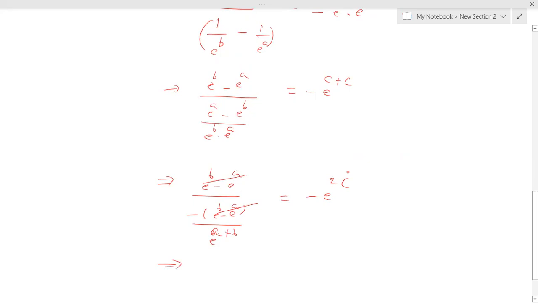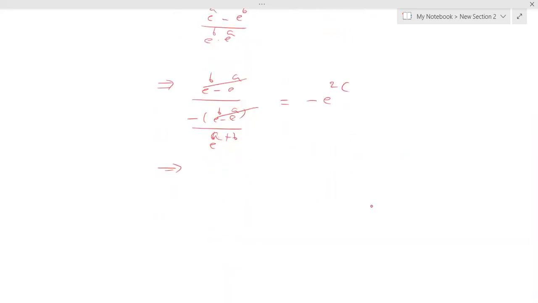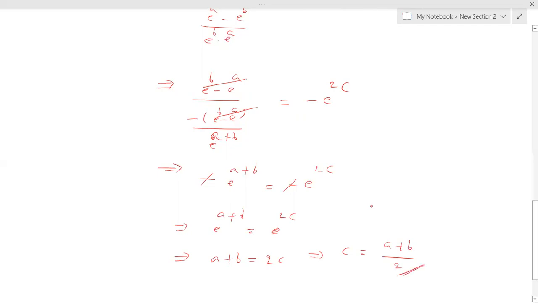That implies minus of e power a plus b equals minus of e power 2c. Minus minus get cancelled. Finally, we get e power a plus b equal to e power 2c. Bases are equal, therefore their exponents should be equal. a plus b must be equal to 2c. That implies c value equals a plus b by 2, that means the average of these two.